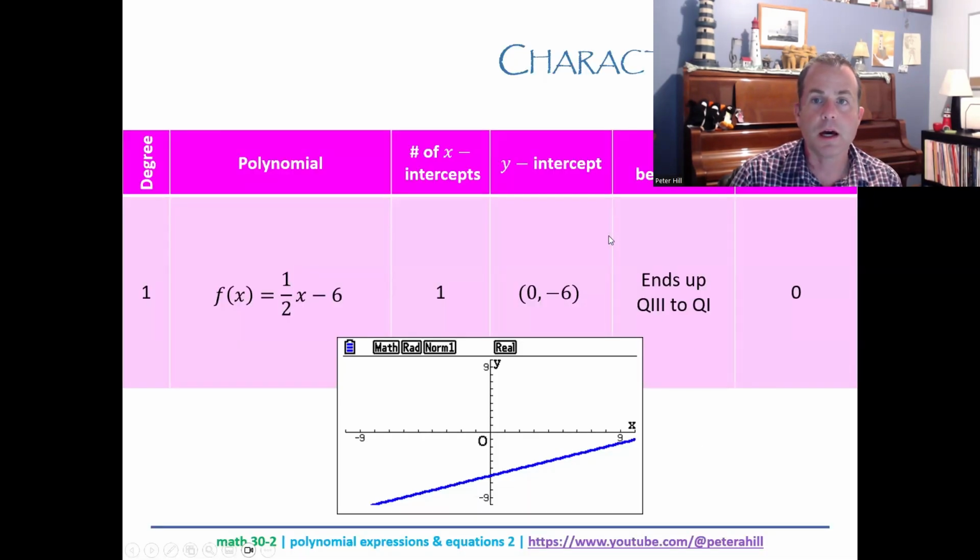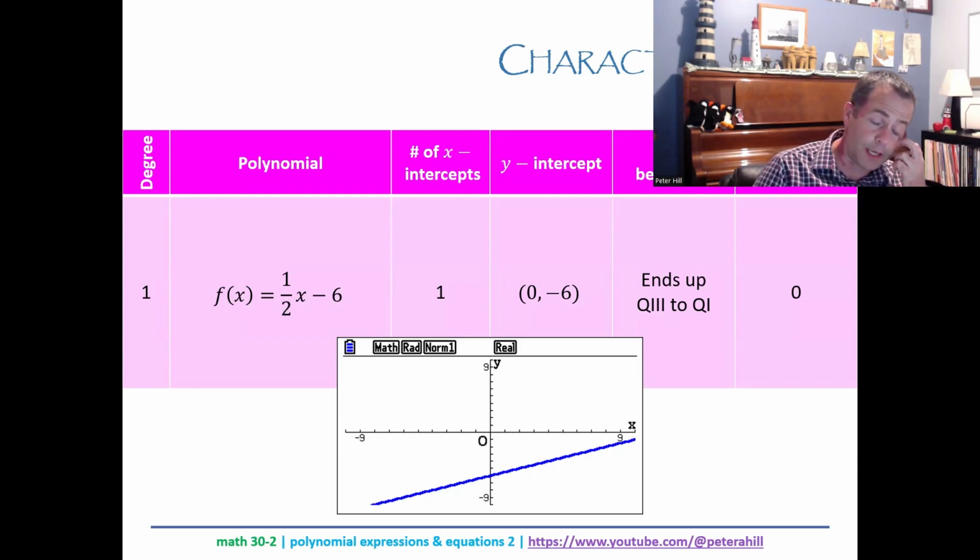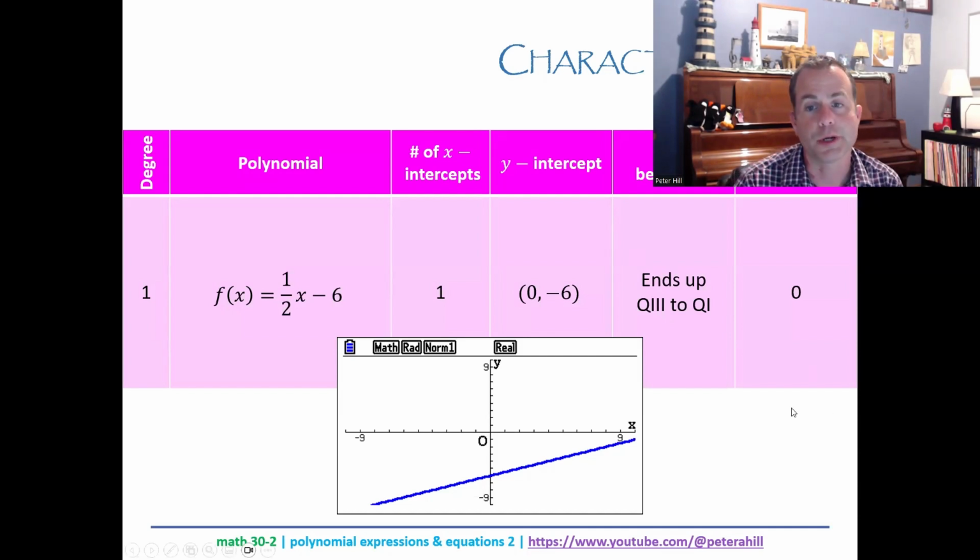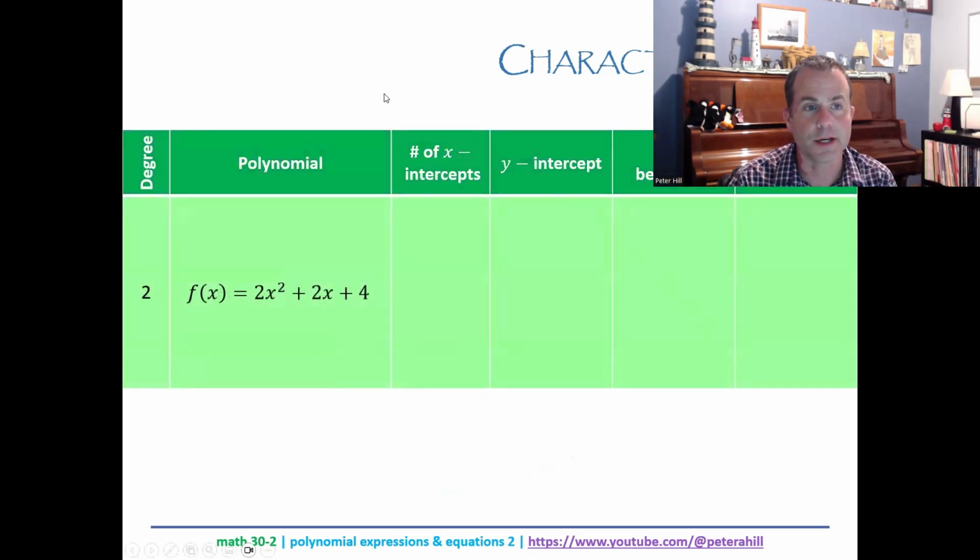Okay. Awesome. Now, the purpose of this investigation, as we go through the rows here, I'm not going to give you as many things. Again, you're going to pause me. You're going to try and fill out all these things, and then you're going to look at my answers. Okay, that's how we're going to play this game. It's going to be so fun. Okay, so the next one, I have a degree 2. I did tell you that. And the polynomial function is f of x equals 2x squared plus 2x plus 4.